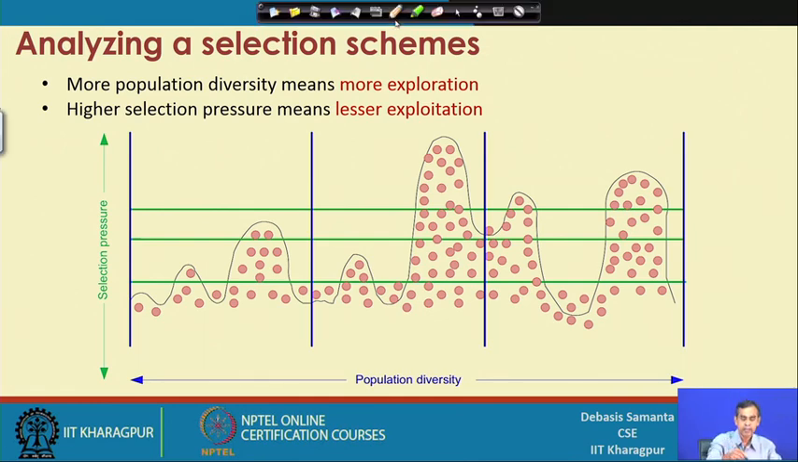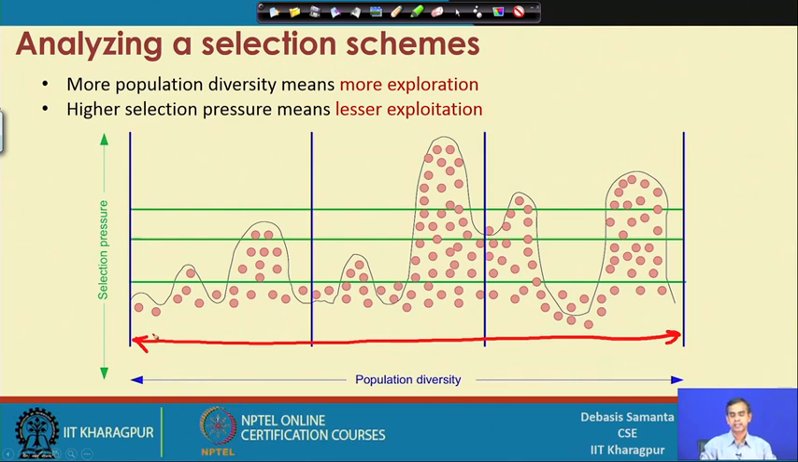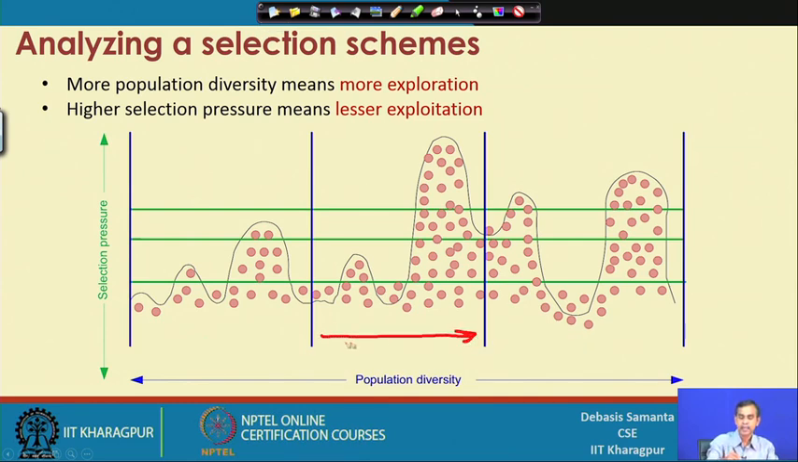As an example, in this figure the range of fitness values is shown in this direction. This basically shows the population diversity. If one population is this one only, then it has lesser population diversity than the entire one. So, population diversity indicates how wide a range of fitness values the population currently has. Population diversity implies more exploration, that means we can get more accurate results.